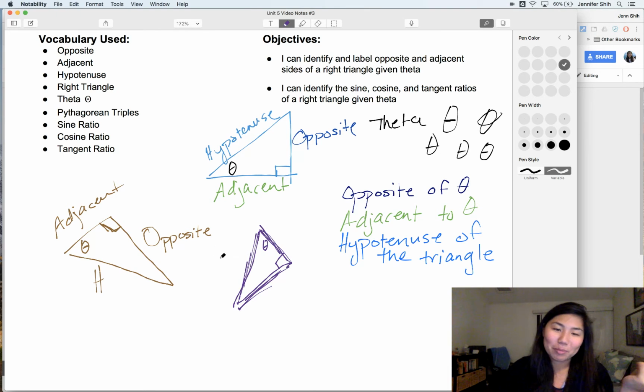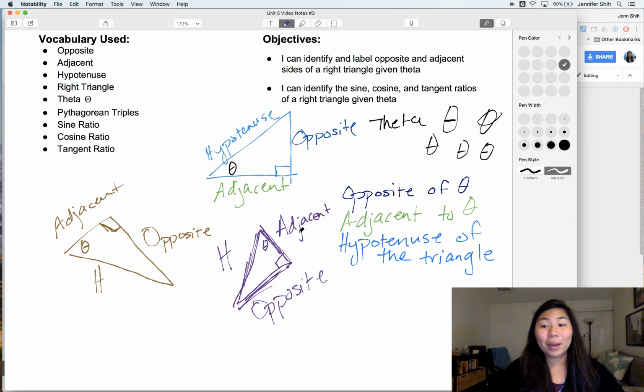Okay, hypotenuse is the longest side. It's across a 90-degree angle. The opposite side, is it here or is it here? Is it here? This side, opposite. It's opposite theta, and this is the adjacent side. So when I say opposite and adjacent and hypotenuse, it's related to the theta or related to the 90-degree angle, okay? So that's labeling. That's how you label these sides given theta.